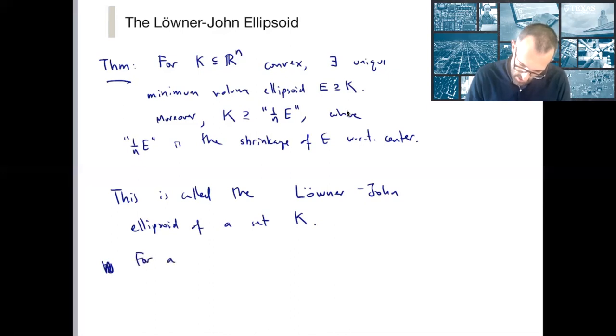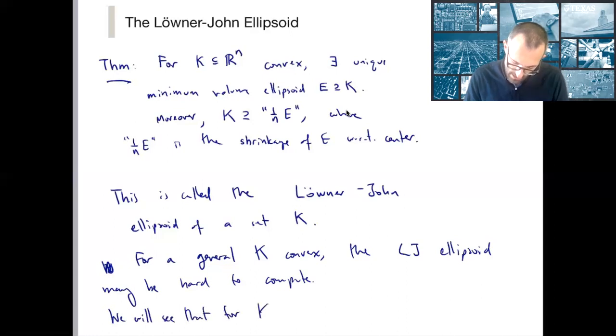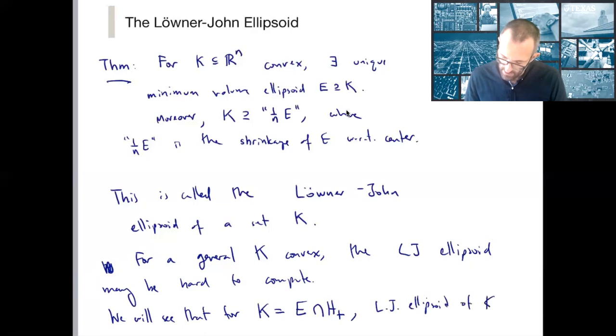So for a general convex K, the Löwner-John ellipsoid may be hard to compute. But we will see in the next lecture that when K is equal to the intersection of an ellipsoid and a half space, the Löwner-John ellipsoid of K is easy to compute.